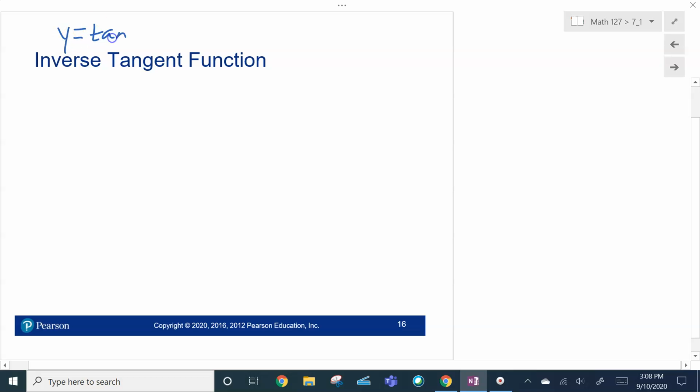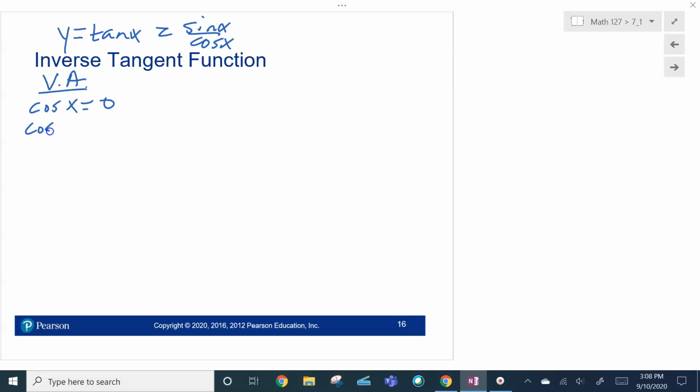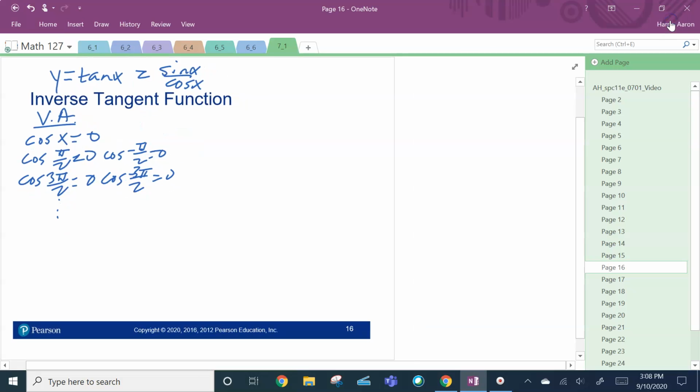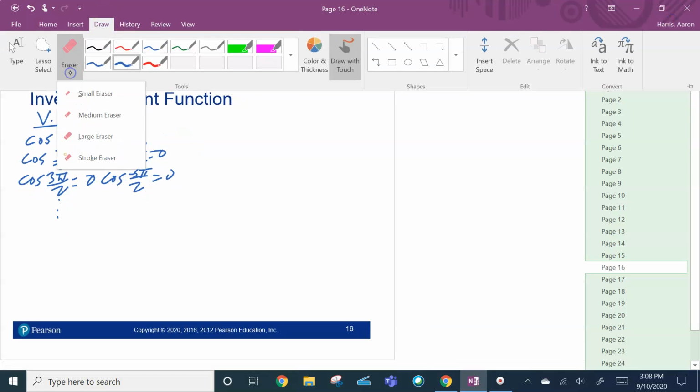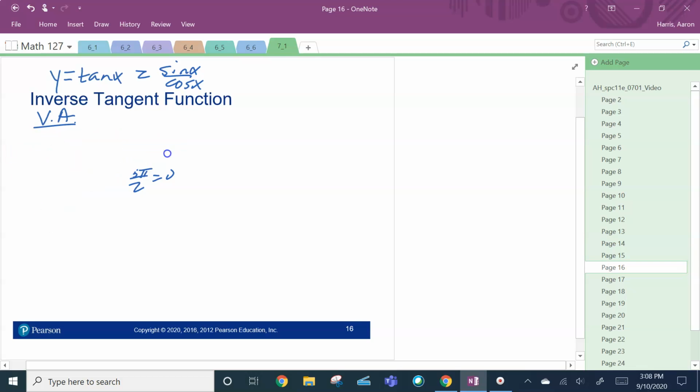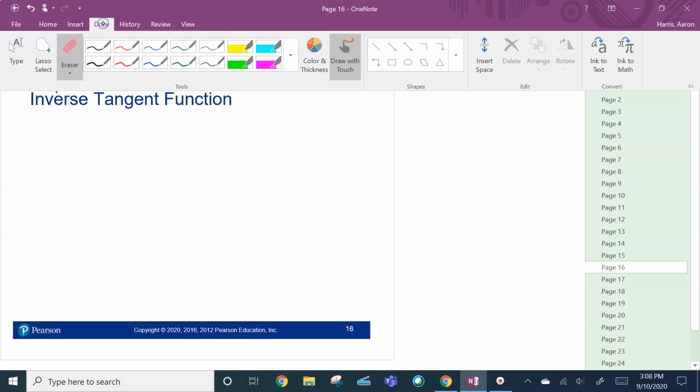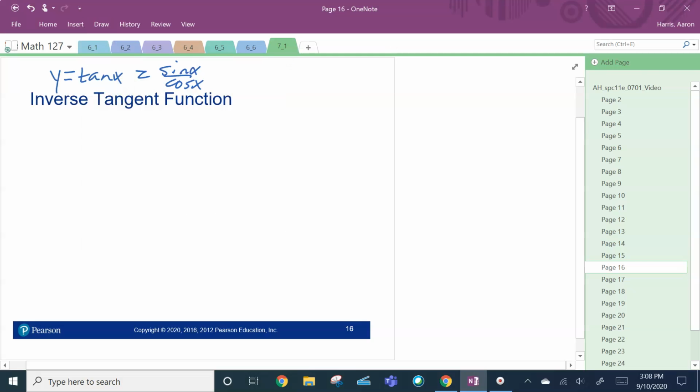So if you think about the tangent of x, which is the sine over the cosine, we had our vertical asymptotes anywhere where the cosine was equal to 0. We know that the cosine of pi halves was 0. We also know the cosine of 3 pi halves was 0, and the cosine of negative pi halves is 0. So we had all these vertical asymptotes. Let me erase this for just a second so I have some room here. Pi halves, plus or minus pi halves, plus or minus 3 pi halves, and so on.